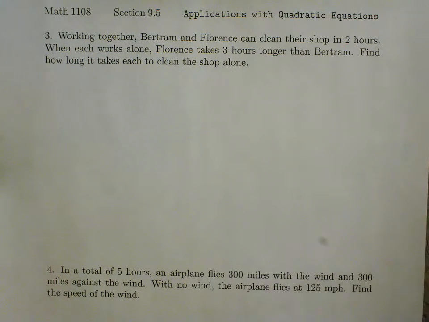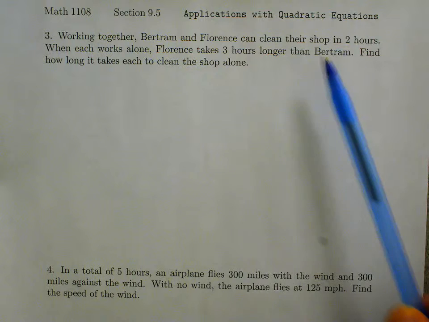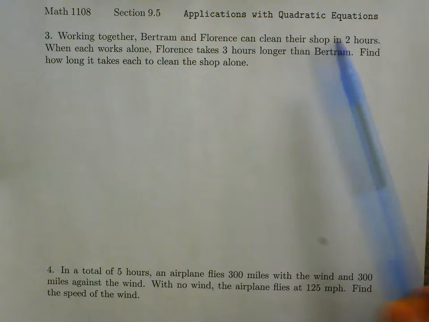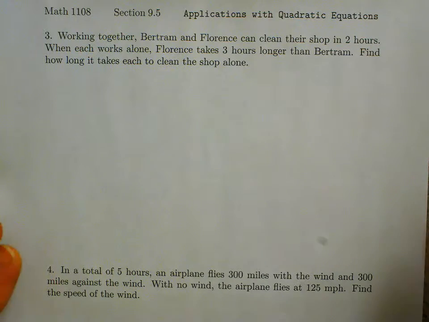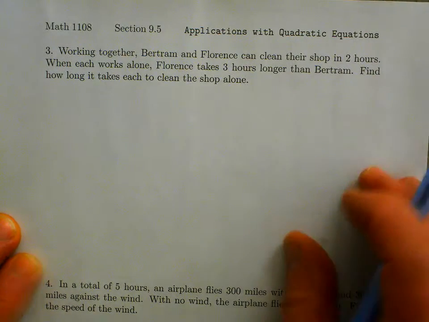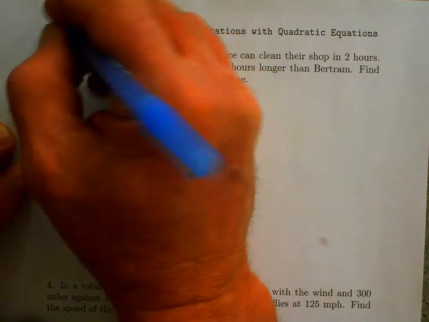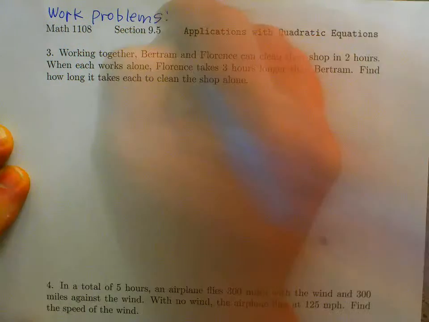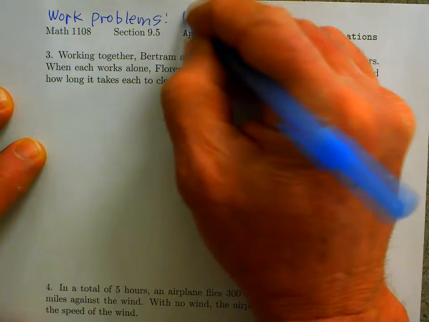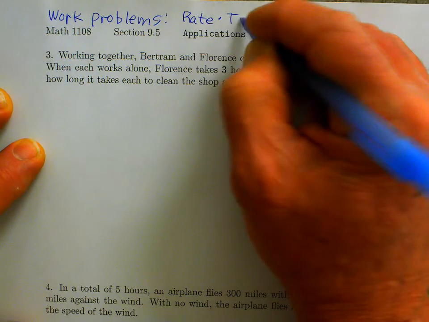Hey, this is a work problem. Remember what form the equations are for work problems. So there is a task that they are working on, one job or one task. So the equations have the form rate times time equals 1. Same as what we saw a few weeks ago, or however long it was. So for work problems, when they're just doing one job or one task, the equations have the form rate times time equals 1.